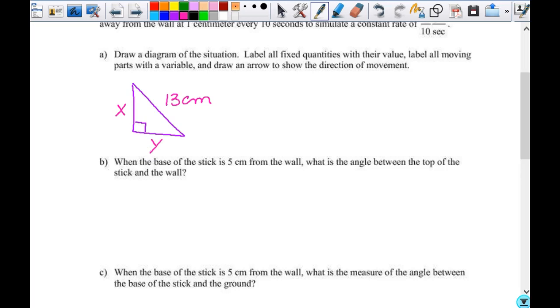And then the arrow for the direction of movement. As it slides down the wall, this length is going to decrease. This length is going to increase. And then we have a rate of 1/10 of a centimeter per second. What is changing at that rate, X or Y?